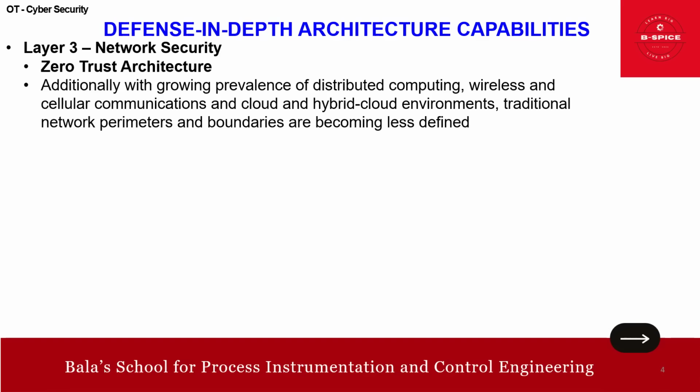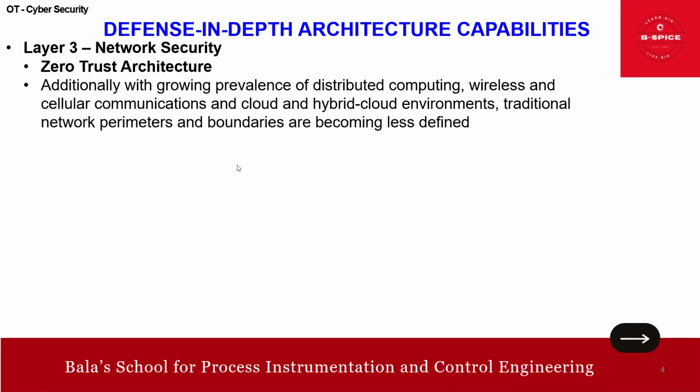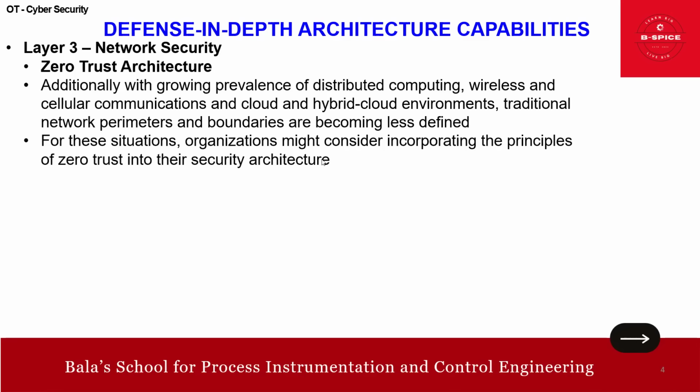Let's continue. Additionally, with the growing prevalence of distributed computing, wireless, very important, and cellular communication, and cloud and hybrid cloud environments, traditional network perimeters and boundaries are becoming less defined, isn't it? I hope you agree with the statement. I repeat again, friends: with the growing prevalence of distributed computing, wireless and cellular communication, and cloud and hybrid cloud, traditional network perimeters and boundaries are becoming less defined. So for this situation, organizations might consider incorporating the principles of zero trust into their architecture. So that is the point.